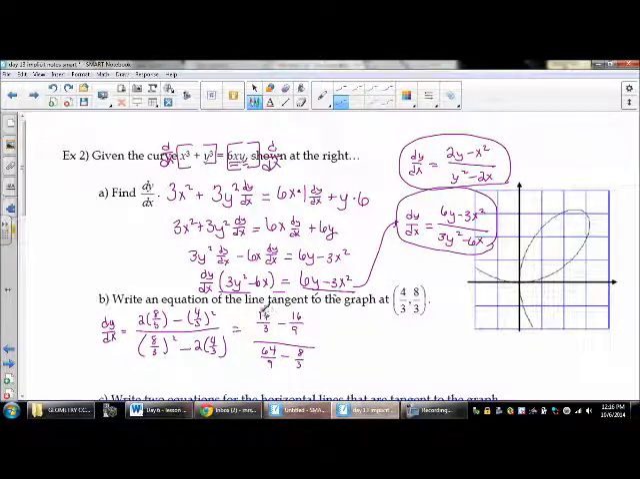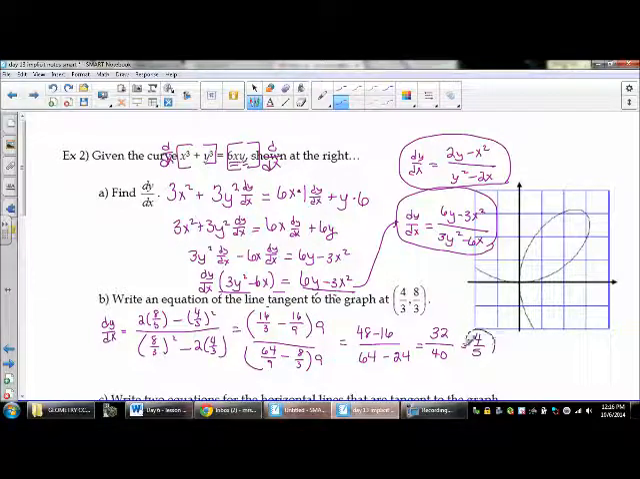All right, this is a complex fraction. I'm going to multiply the top and the bottom by 9, because my life will get easier if I do that. 3 goes into 9 3 times, so 3 times 16 is 48, minus 16 on top. On the bottom, I have 64 minus 24. 48 minus 16 is 32. 64 minus 24 is 40. 32/40 will quickly become 4/5. So there's my slope. There's my point.